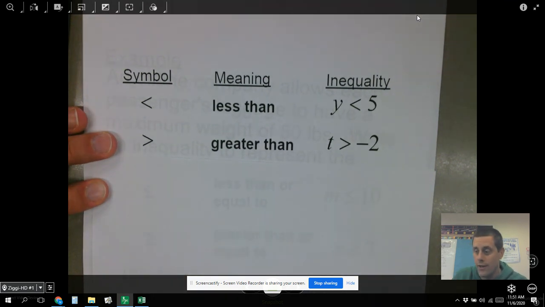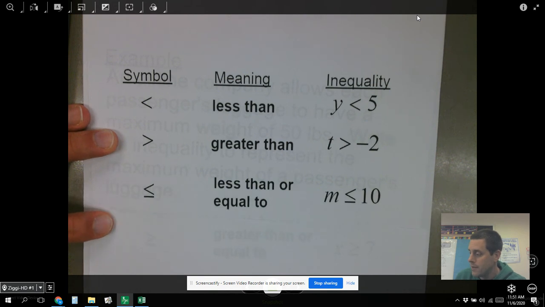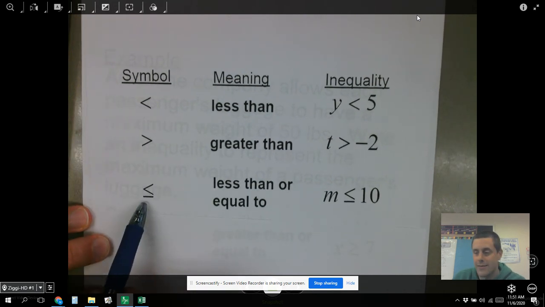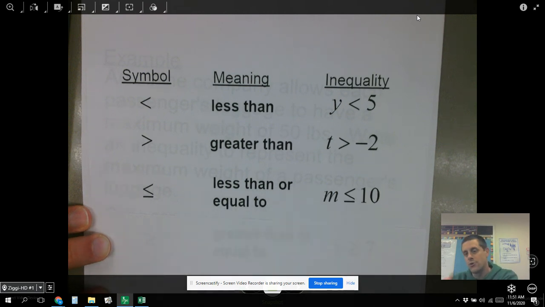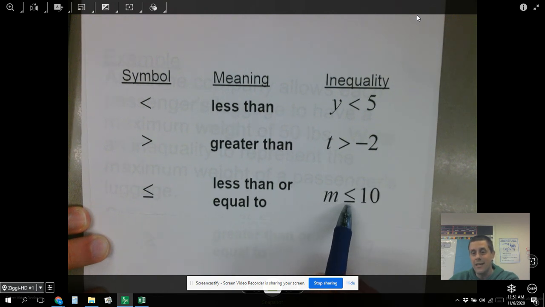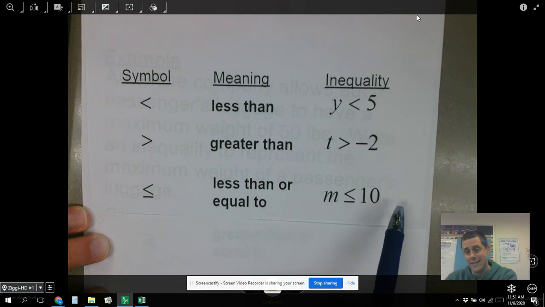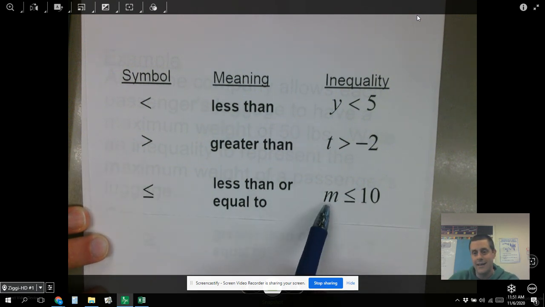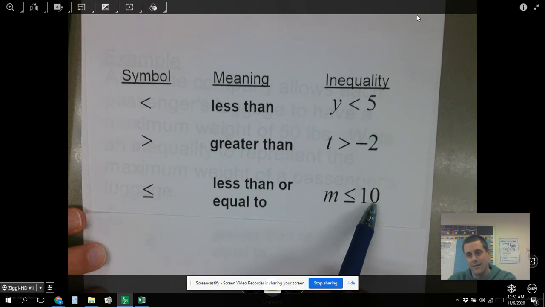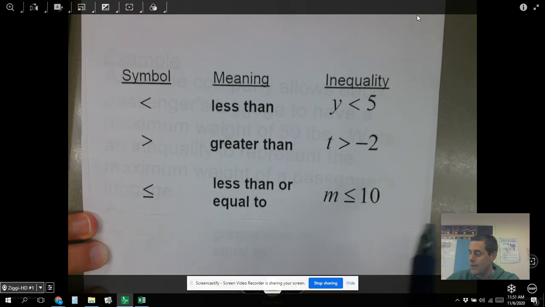Now, two new inequality symbols I don't think you've seen before. We have a less than symbol with a line underneath it. This means less than or equal to. So if I had m is less than or equal to 10, any value that's less than 10 would make this true, and any value that is equal to 10 would also make this true. Solutions could be 9, 8, 7, 6, all the way down. All those values are less than 10. But now I could plug a 10 in here as well because 10 is equal to 10. So solutions to this inequality are values that are 10 or less.